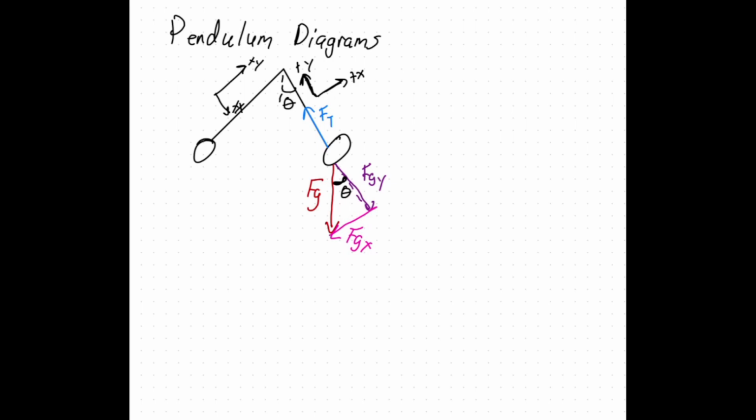And once again, I will have a tension force pointed along that string, Ft. I will have a force of gravity pointed down, Fg. I will have an Fgy pointing this way. That cancels out the Ft force. And then I will have an Fgx. That will cause my acceleration in the radial direction. And again, this angle here between Fg and Fgy is still that theta.